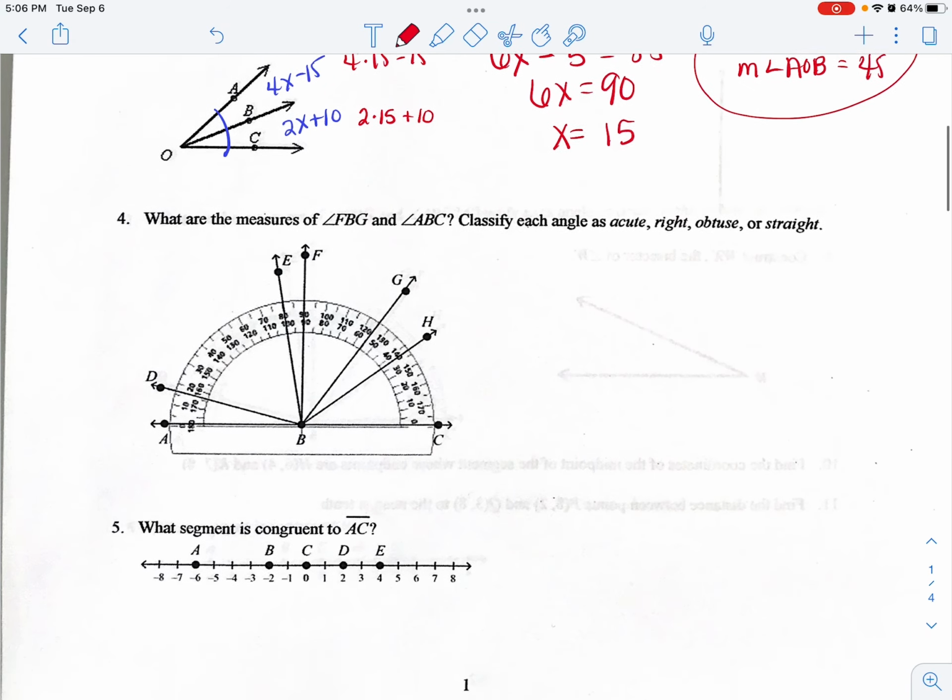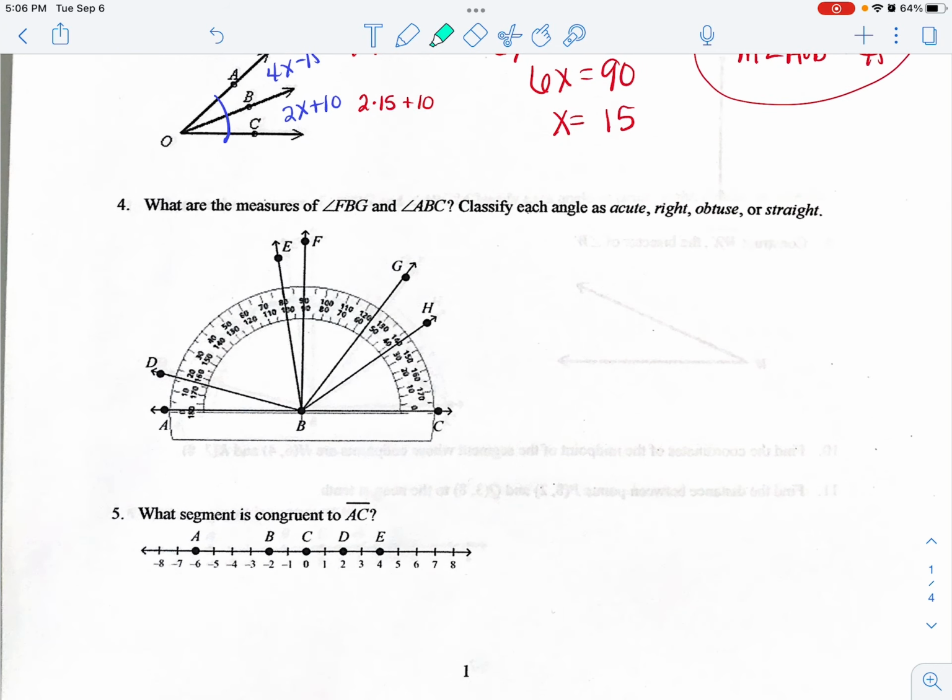Number 4, we're using a protractor in a slightly unconventional way, but that's okay. Here we're asked to find FBG. FBG is this angle right here. And first of all, we can see that it's acute. So I'm going to go ahead and write the measure of angle FBG equals, don't know the number yet, but I do know that it's acute.